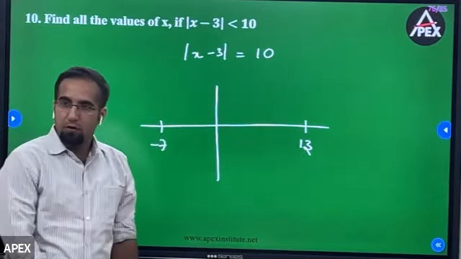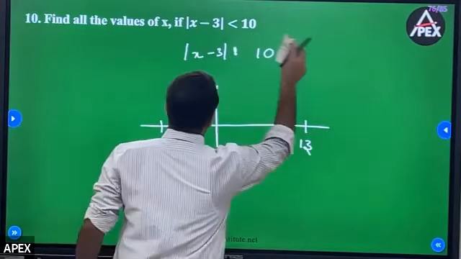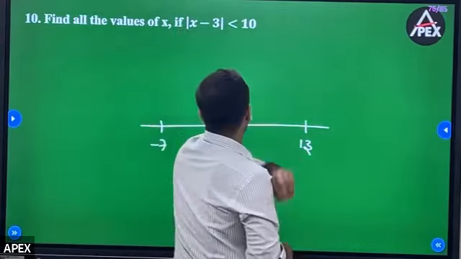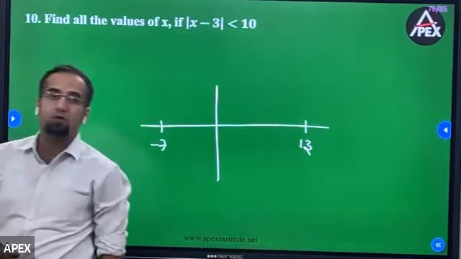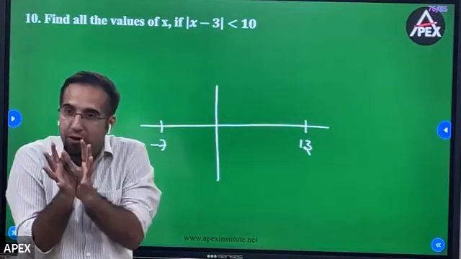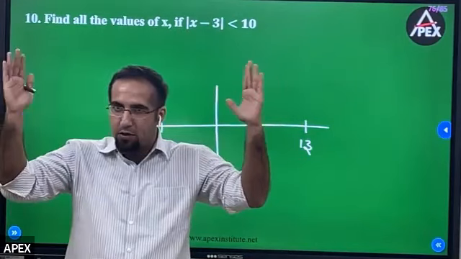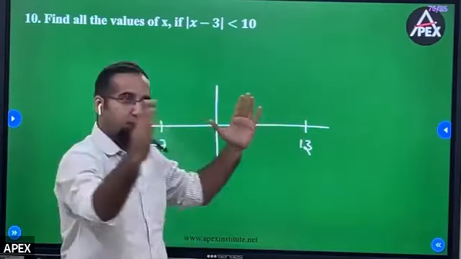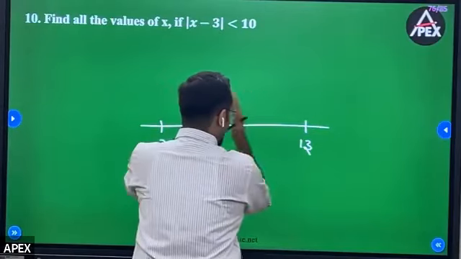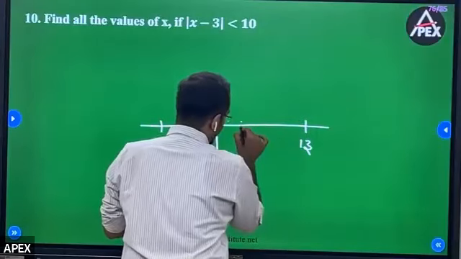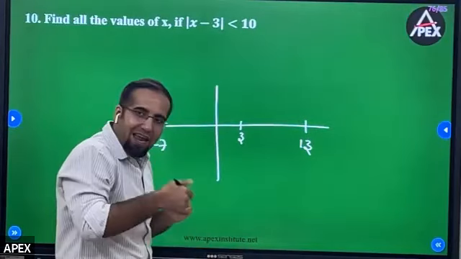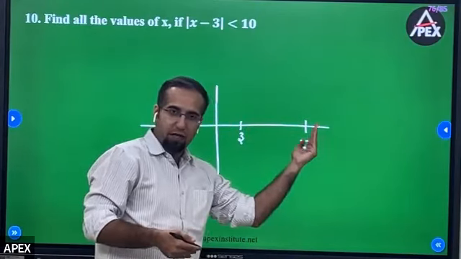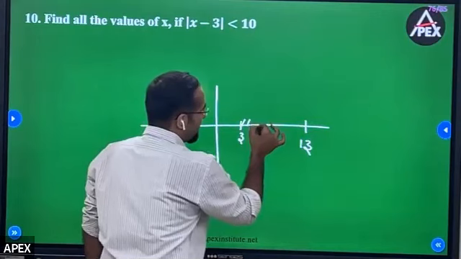Clear? Now forget this for the time being. What does the question talk about? That the mod has to be less than the value. So we discussed if it is less, that means you can cover any distance between these 2 points. Right? So if mod has to be less than 10, I repeat, you are sitting at 3. You can cover any distance up to 10 units on the right. That means any value between this will satisfy.